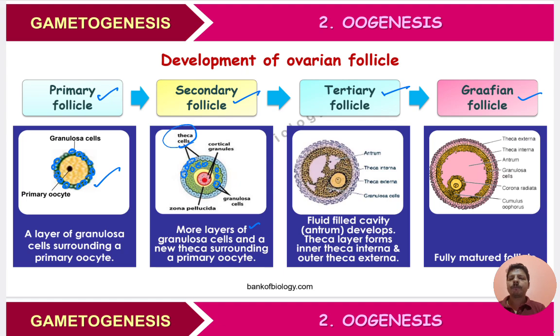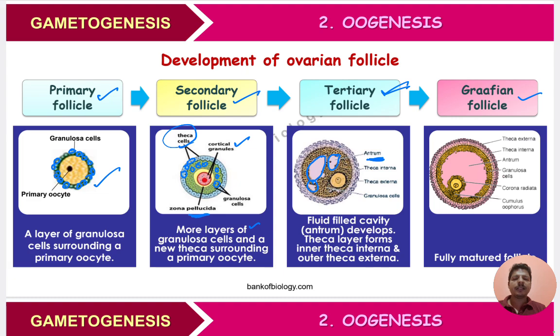It is called the secondary follicle, where cortical granules are also there and zona pellucida is also here. Zona pellucida is the covering of the primary oocyte. Then the tertiary follicle, where the fluid-filled cavity, the antrum, is there. Antrum is labeled here, you can see. Fluid-filled cavities are present.